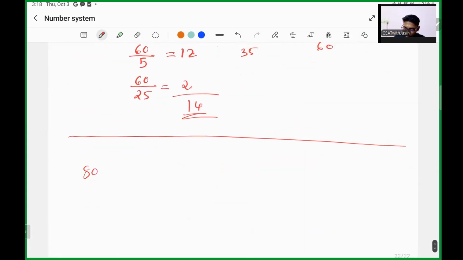Similarly, I'll give you another example here. Let's say 80 factorial. What will be the answer? Tell me. How many zeros are there at the end of 80 factorial?